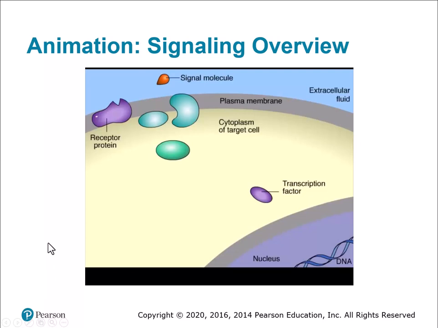Okay, so this is our final talk on our transport across the cell membrane, looking at the active transport and signaling pathways.